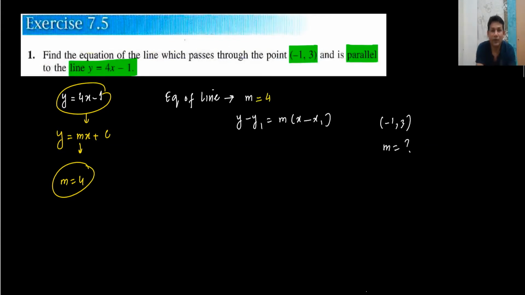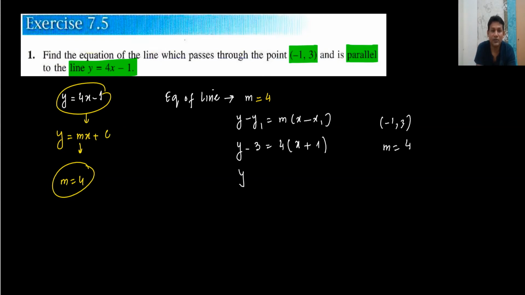Now, when we have all the values, y minus y1, because the gradient is 4 and the coordinate is given. So now just put the values in the given equation. y minus y1, y1 is 3, m is 4, and x minus 1. Minus minus will become plus 1, because minus minus is plus.